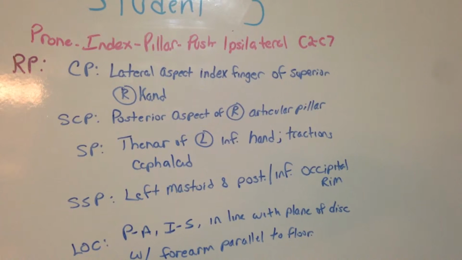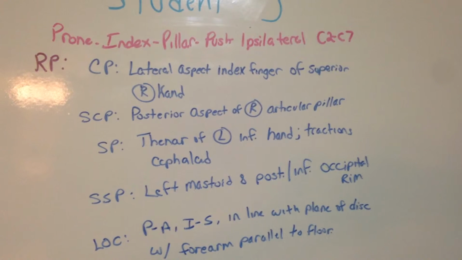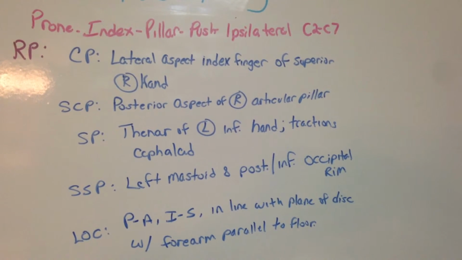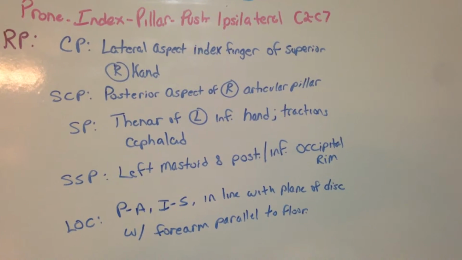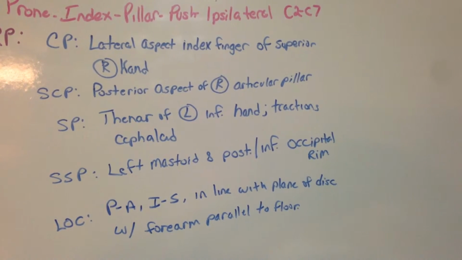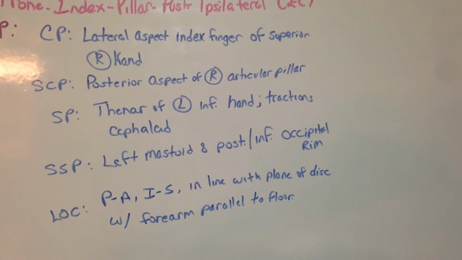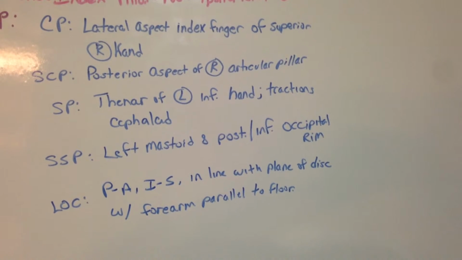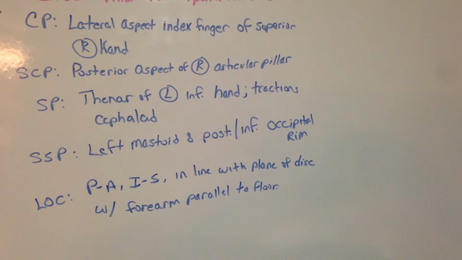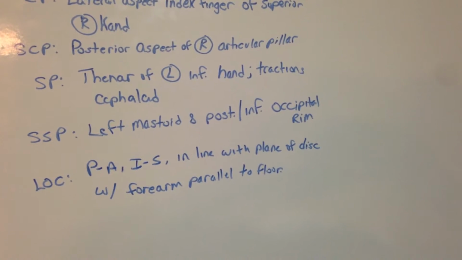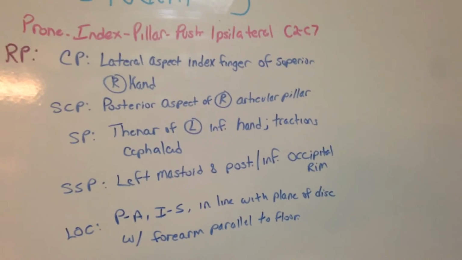We have a prone index pillar push, ipsilateral for C2 to C7. This is a right posterior. Contact point, lateral aspect index finger of superior right hand. Segmental contact point, posterior aspect of right articular pillar. Stabilization point, thenar of left inferior hand, traction cephalad. Segmental stabilization point, left mastoid and posterior inferior occipital rim. Line of correction is P to A, I to S, in line with the plane of the disc with the forearm parallel to the floor.